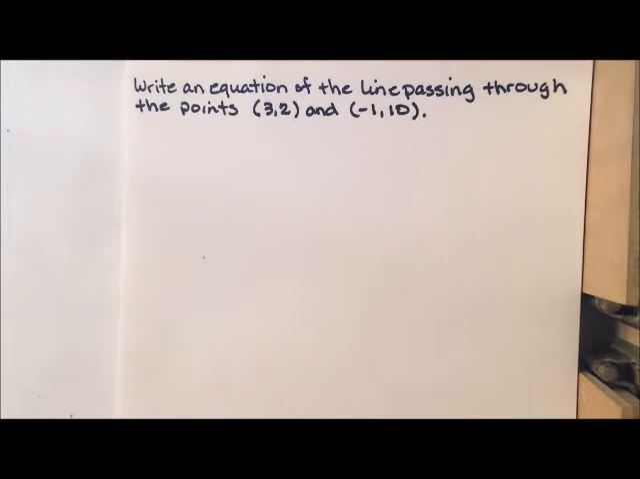In this lesson, we will write equations in slope-intercept form of lines where all we're given are 2 points. For example, this problem: write an equation of the line passing through the points (3, 2) and (-1, 10). So let's take a look.